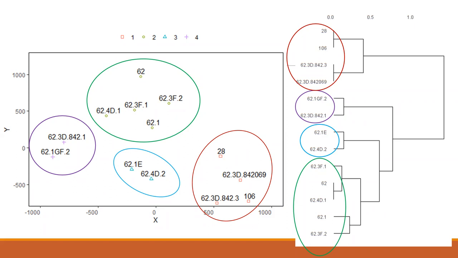And even on this tree, you can see that 28 and 106 form their own little branch, and then everything else is down here. So despite isotopically looking quite similar, the teeth indicated more morphological and then maybe also potentially ancestral diversity in this group.